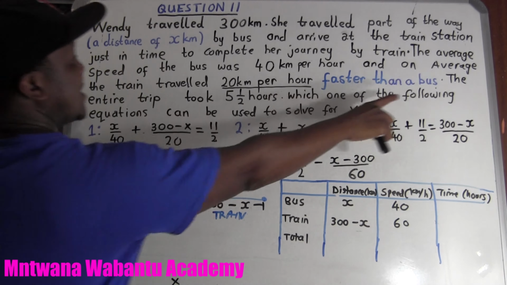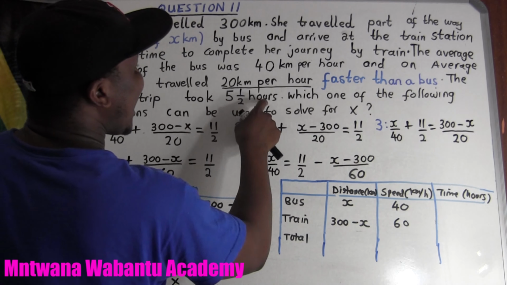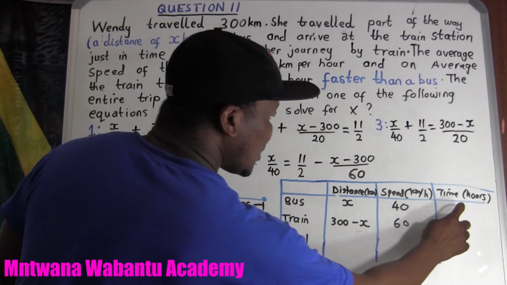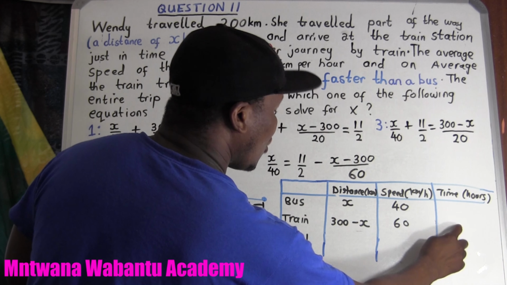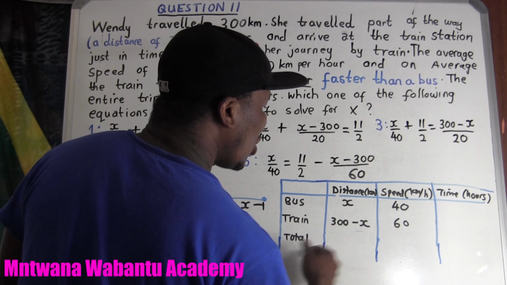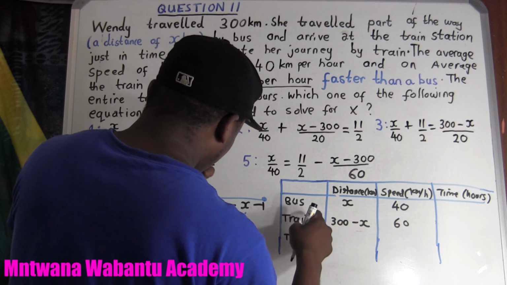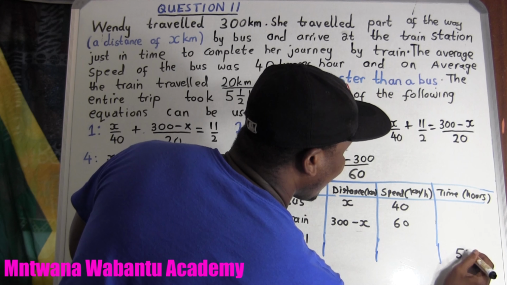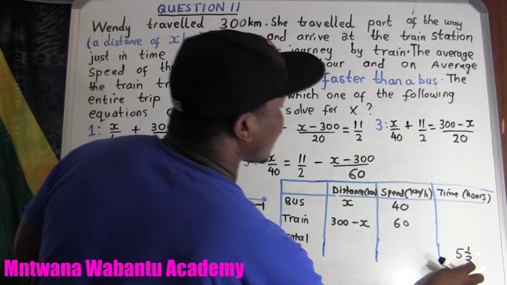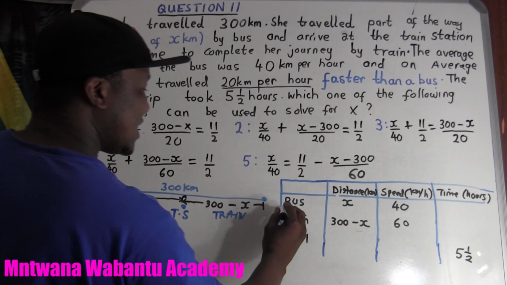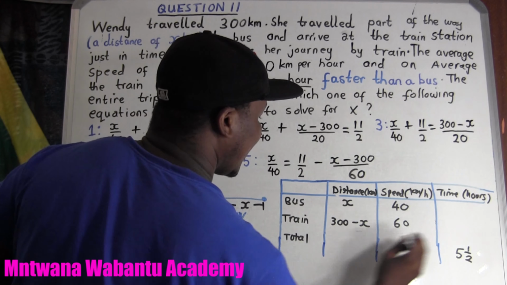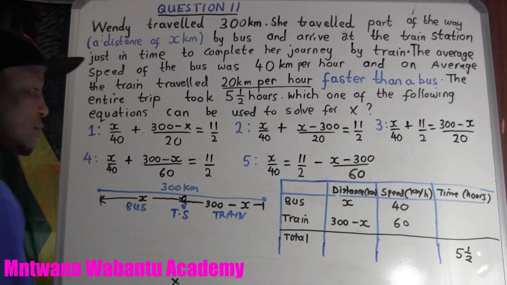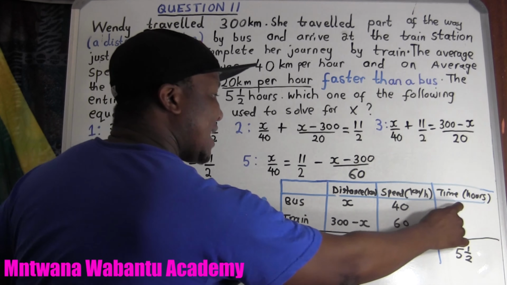They say here the entire trip took 5.5 hours. Oh, so this is a total. Do we know the time here? We don't know. Do we know the time here? We don't know, but we can get it. But the entire trip means a trip of a bus and a train. Their total is 5.5 hours. You can split this if you want, like that. It's not necessary, but you can if you want. But we can get the time here.